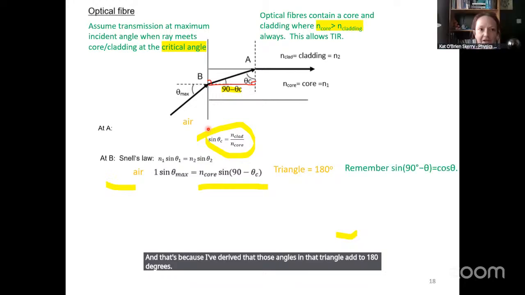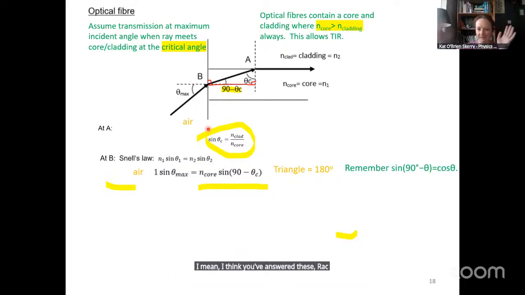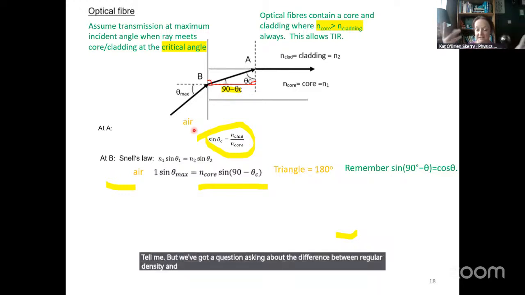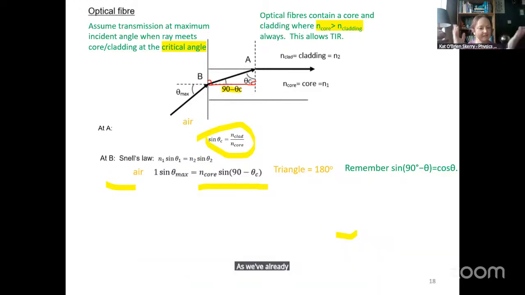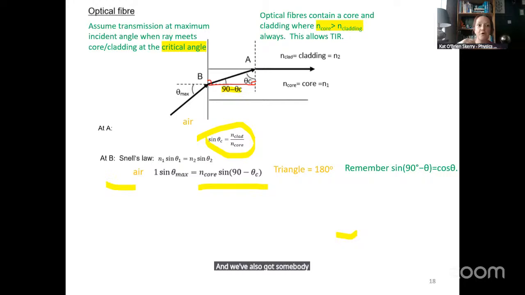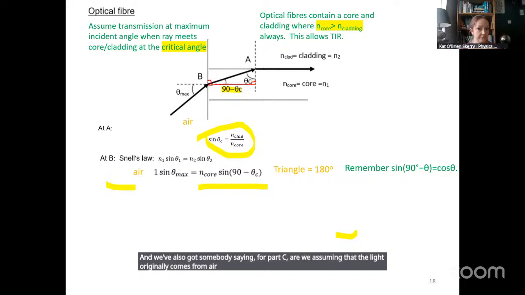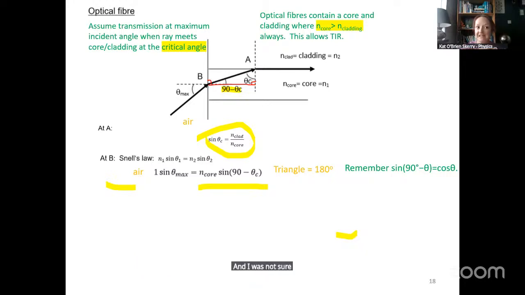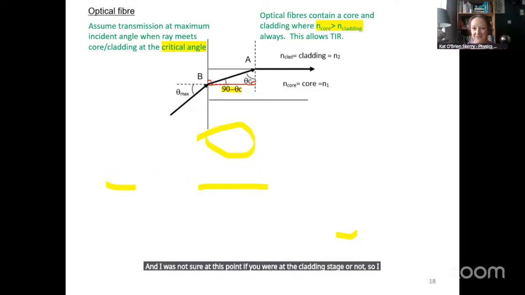Now I think you've answered these, Rachel, because I've been typing and not particularly listening. So if you have, tell me. But we've got a question asking about the difference between regular density and optical density, which, as we've already confessed as optics lovers, I thought was a great question. So I thought I'd let you answer that one. And we've also got somebody saying, for part C, are we assuming that the light originally comes from air and that the refractive index is 1? I was not sure at this point if you were at the cladding stage or not, so I thought I'd ask for clarification.